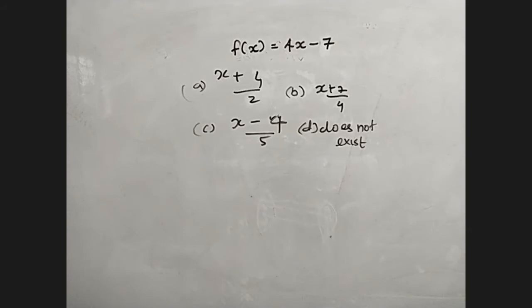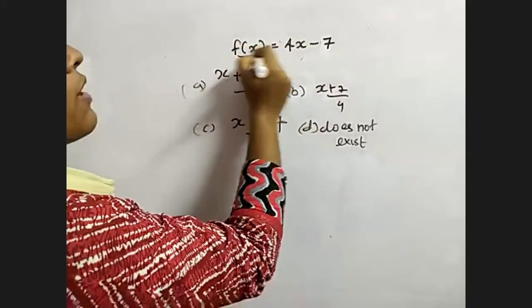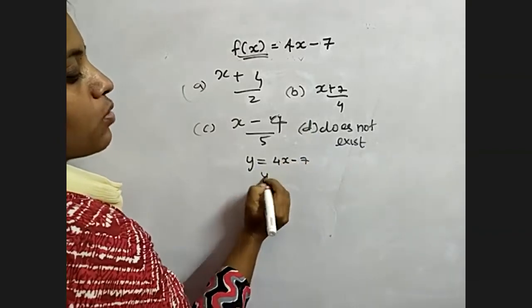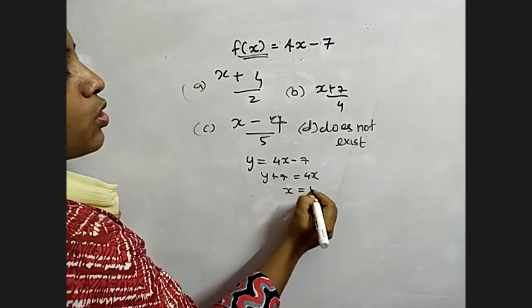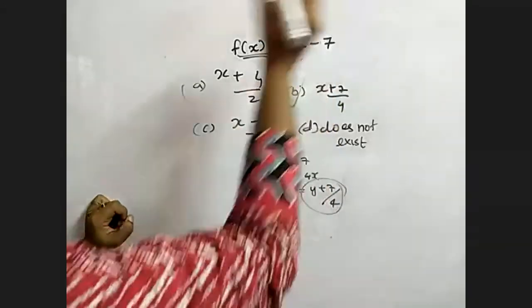Okay, Anas, your answer is correct. That inverse is correct. It is very easy to find the inverse. Just put f of x as y. y is equal to 4x minus 7. So y plus 7 is equal to 4x. x is equal to y plus 7 by 4. Your inverse is correct. Option B.